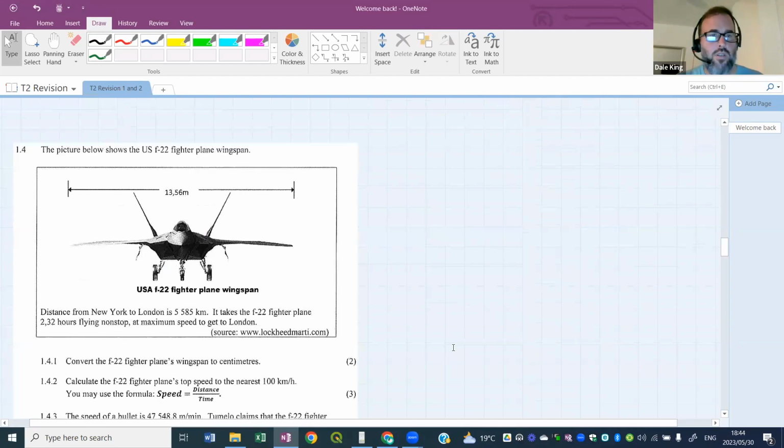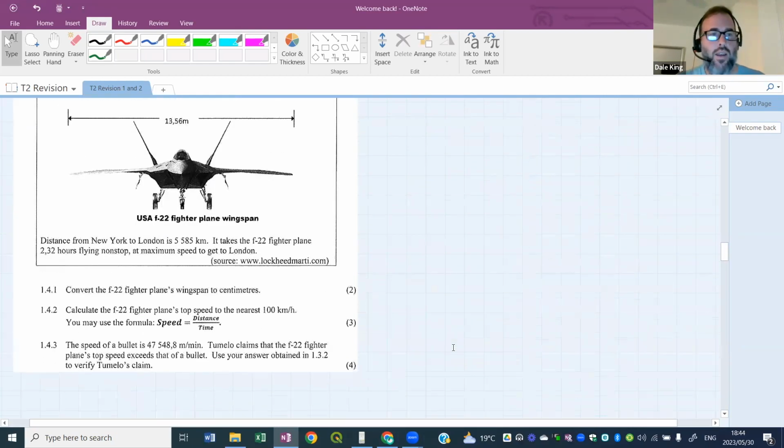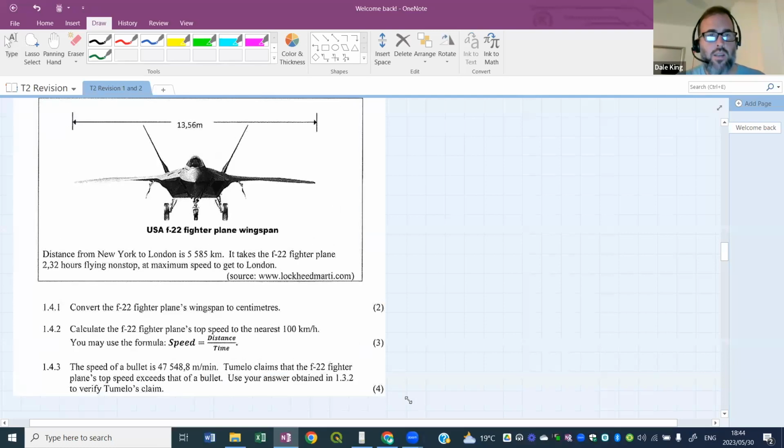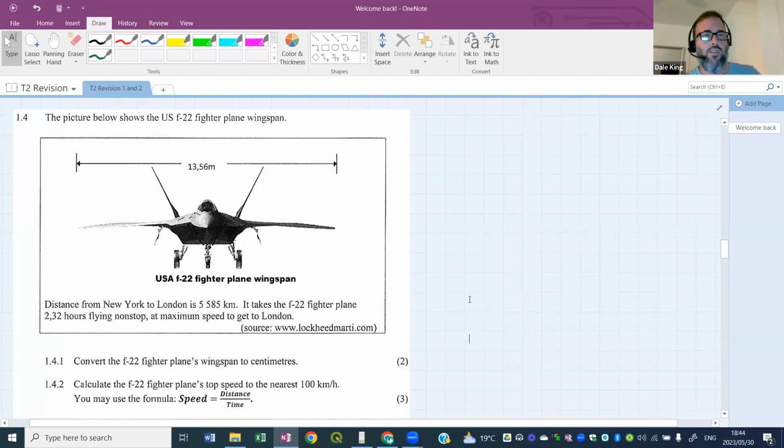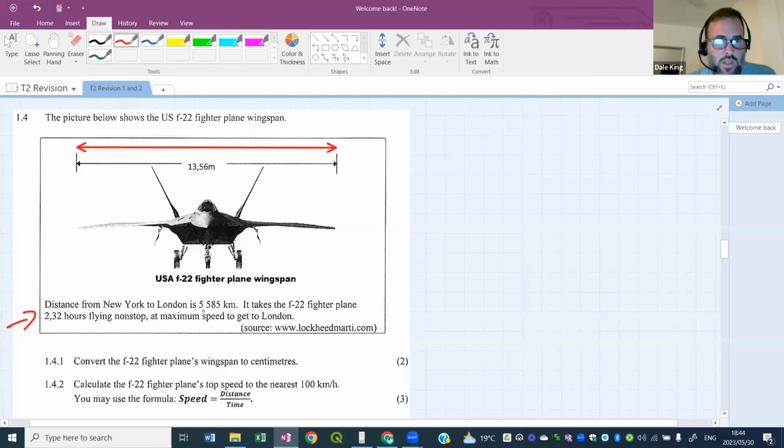Moving away from conversions and moving on to distance and area. Okay, so here is our next contextual question. It says, the picture below shows the US F-22 fighter plane wingspan. So there's the jet, and they're showing you the wingspan from wingtip to wingtip there at the top, and they're saying it's 13,56 meters. And then there's some information over here. It says distance from New York to London is 5,585 meters. It takes this plane 2,32 hours flying non-stop at maximum speed to get to London. Sure. From New York to London, 2.5 hours. That's incredible.